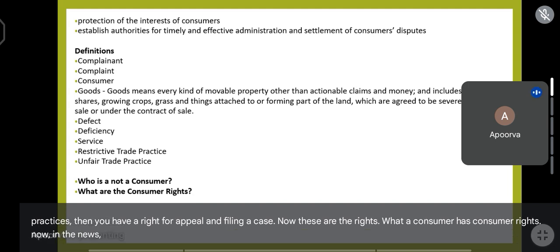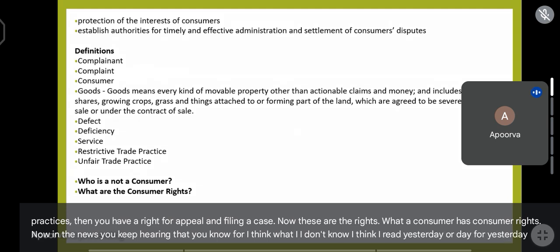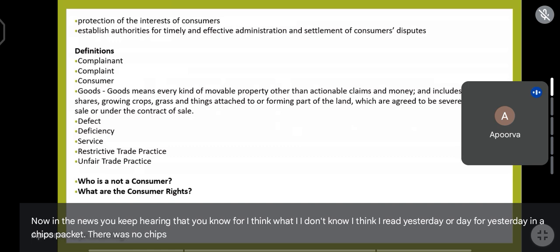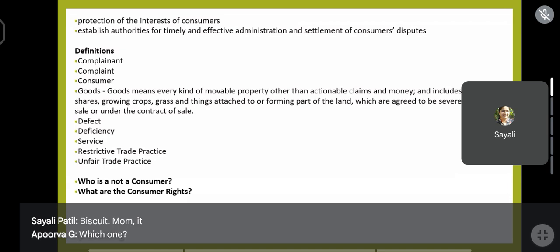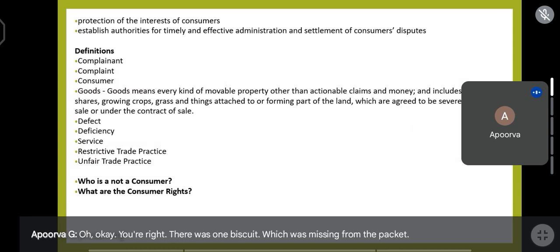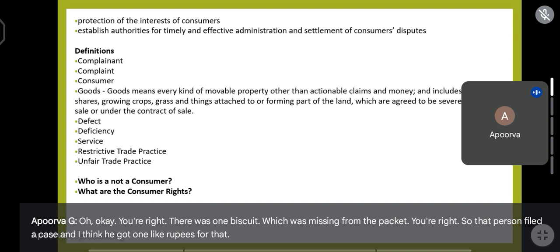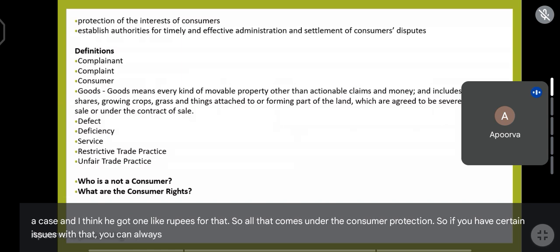Now, in the news, you keep hearing about cases. I think I read yesterday or the day before that in a chips packet, there were no chips, and that person filed a case and won 1 lakh rupees. It was a biscuit, ma'am. Oh, correct, you're right. There was one biscuit missing from the packet. That person filed a case, and I think he got 1 lakh rupees for that. So all that comes under consumer protection. If you have certain issues, you can always file a case.